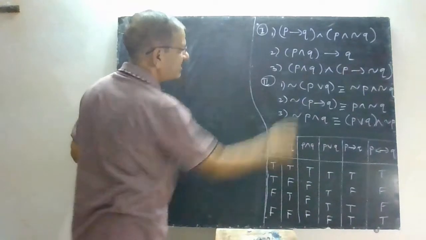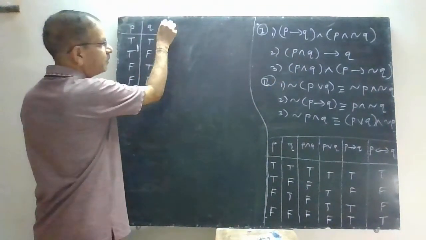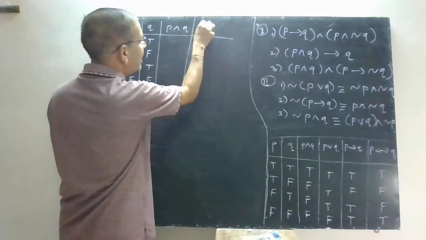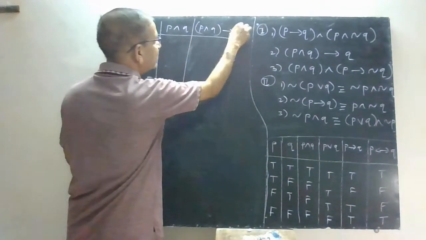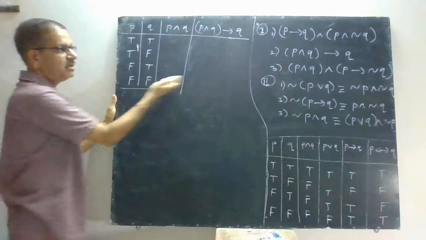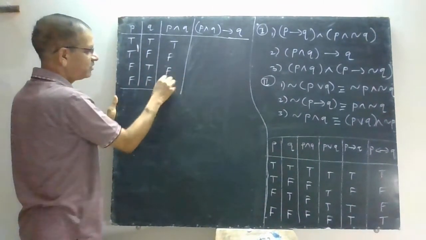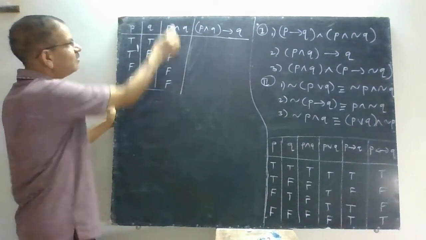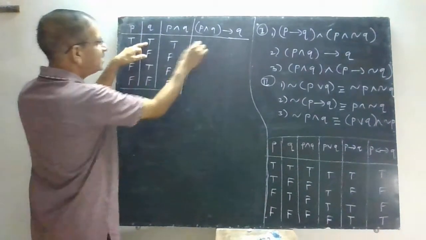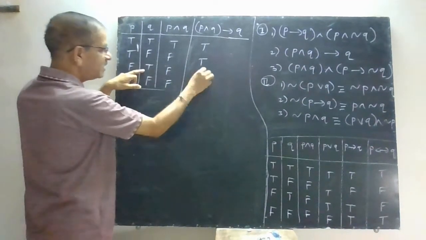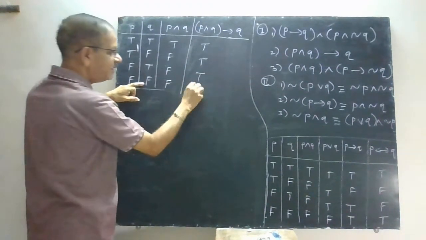Now let us see one more example, P and Q, and then the last column, that is P and Q implies Q. Now it is very simple because you have to prepare only two columns, and it is true, false, false and false. Then this column implies this column, T implies T is T, F implies F is T, F implies T is also T, and F implies F is also T.